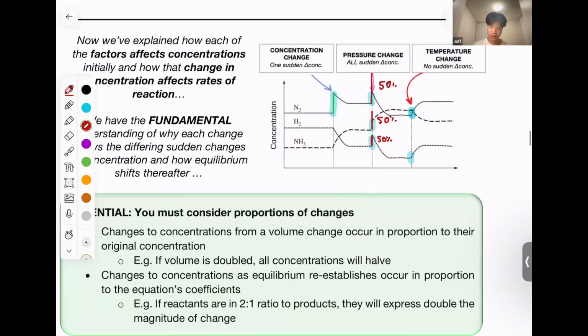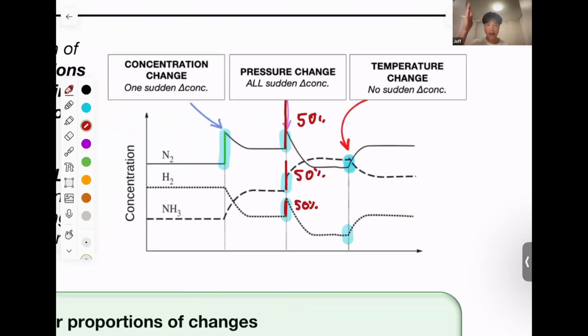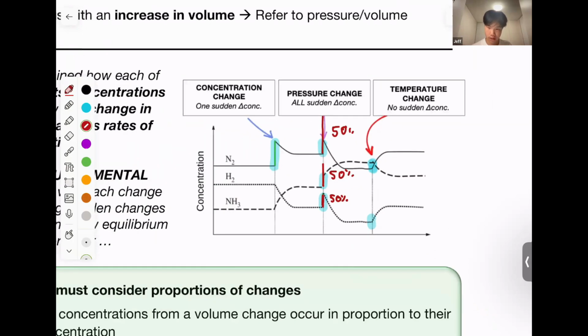And actually, one more thing I'll add on. It is then after this sudden change where everything is in stoichiometric ratio. So the reestablishment of equilibrium, this should all be in stoichiometric ratio. If it's 1 to 1 to 1, then everything should be the same. If it's 1 to 2 to 3, it should be in a 1 to 2 to 3 ratio for each change.